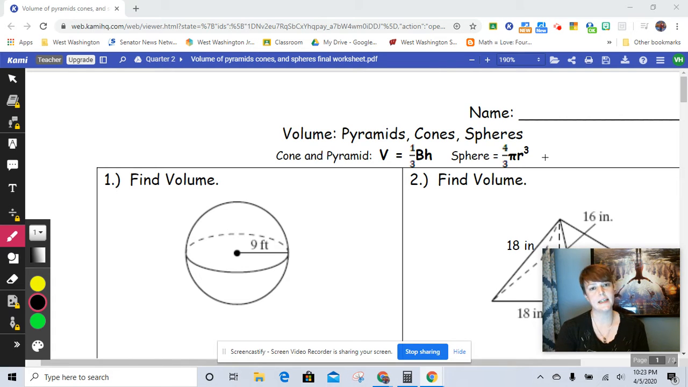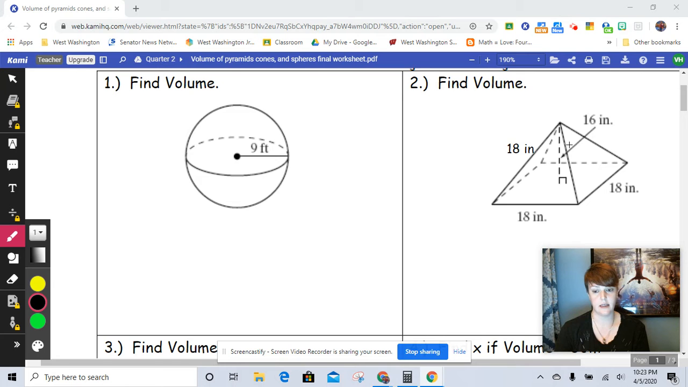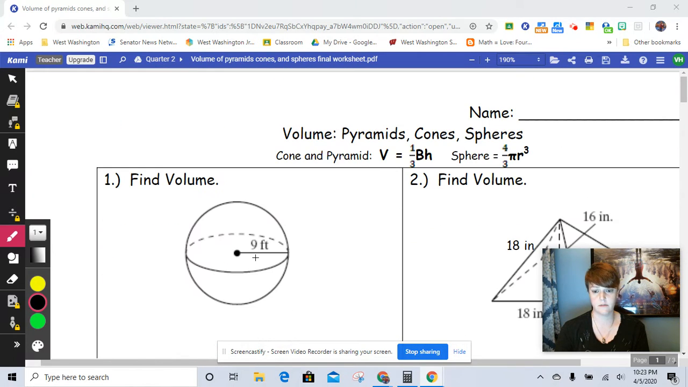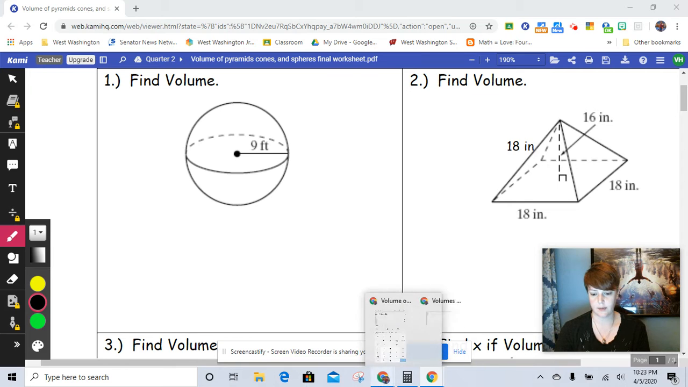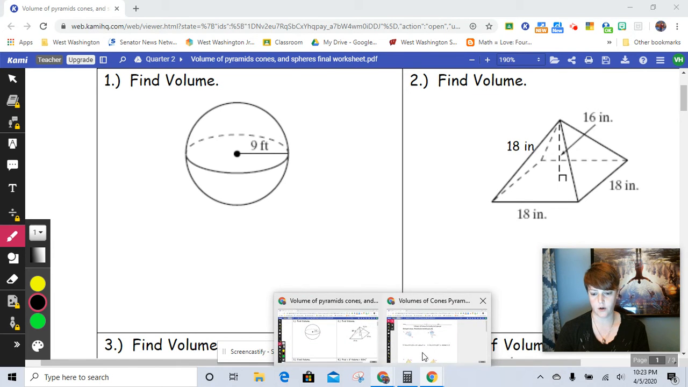Hi, 8th grade. So last week we talked about the different formulas that we use to find volume for cones and pyramids and spheres. And we also talked about the surface area of spheres. And today what we are going to do is some exercises with these formulas. Just practice using them.